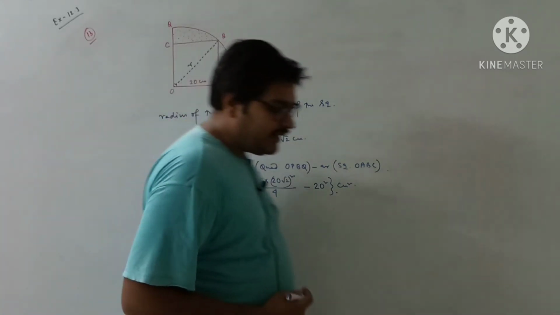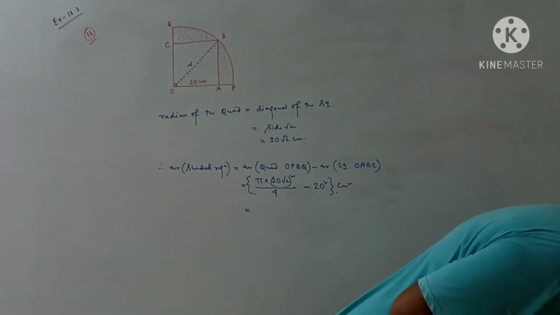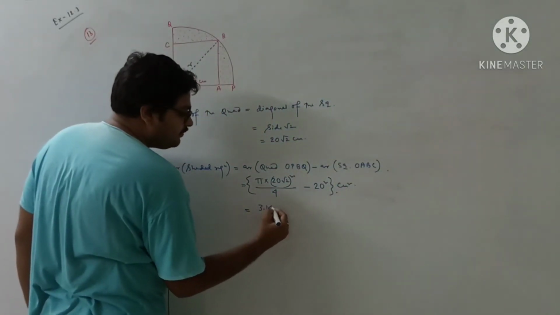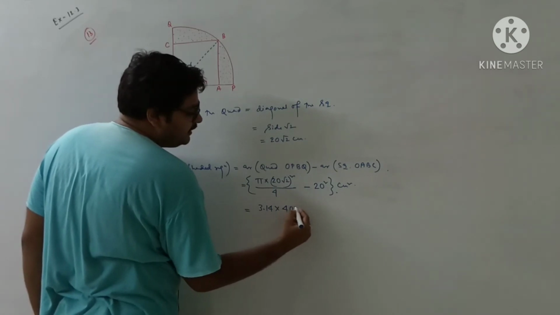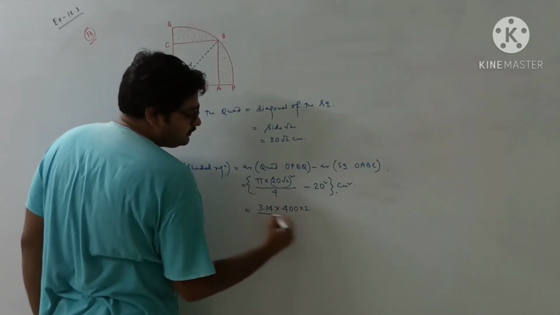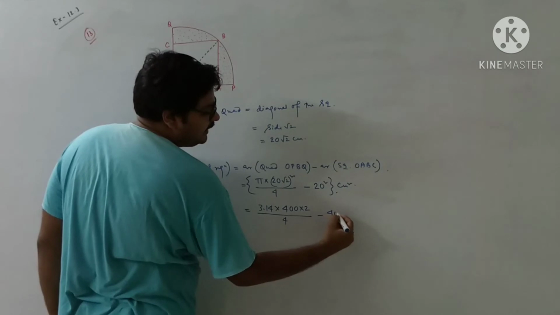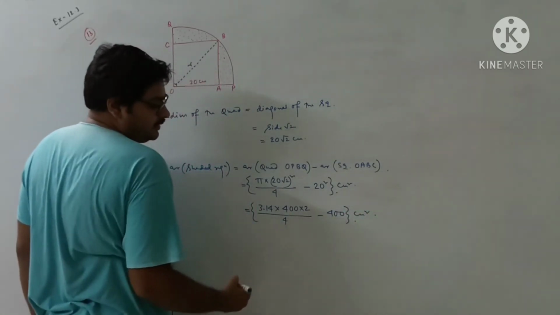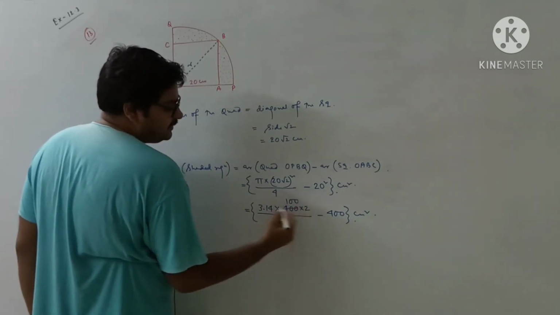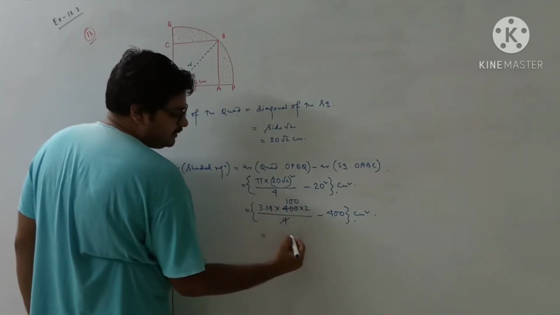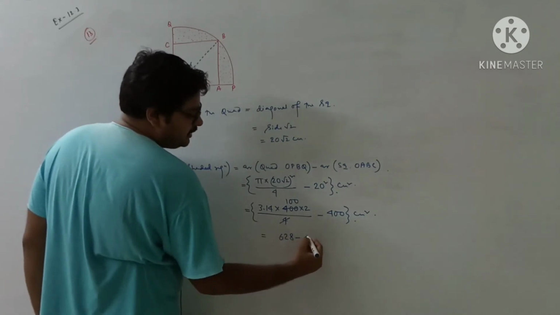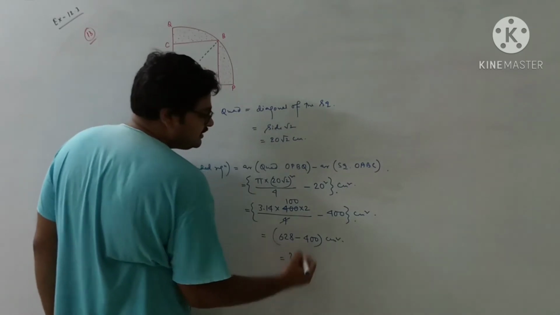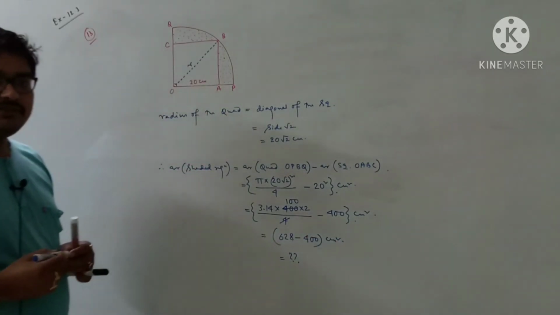Any value of pi has been given in the question, just to see once. Yes, pi equal to 3.14, they have told you. 20 square is 400. Root 2 square is 2. And here is also coming 400. So it's coming 100, 628 minus 400. So this subtraction you complete and find out the answer yourself. I think you can do it.